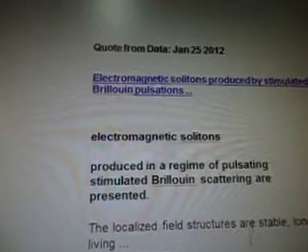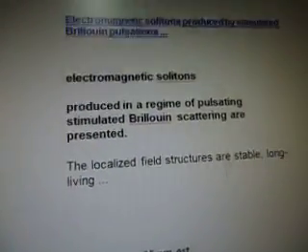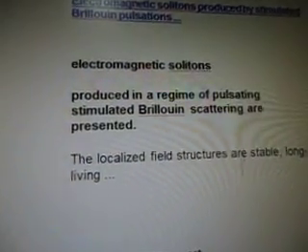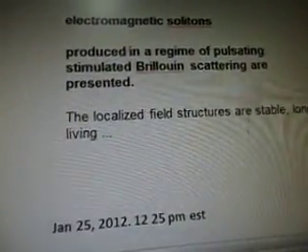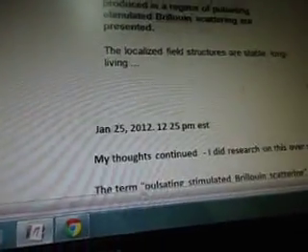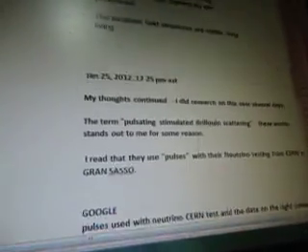Okay, electromagnetic solitons produced by stimulated Brillouin pulsations. Electromagnetic solitons produced in a regime of pulsating stimulated Brillouin scattering are presented. The localized field structures are stable and long-living. Okay, hold on. I don't know what this means. Well, that goes on to the next section. Okay, we'll go over here.